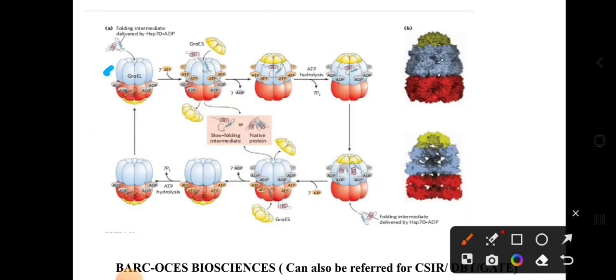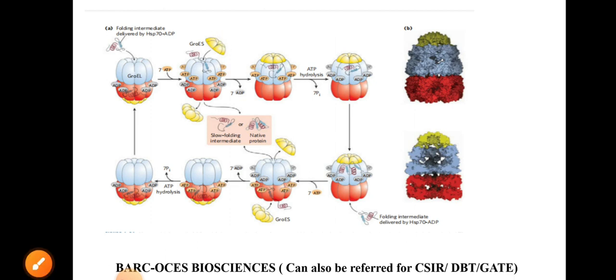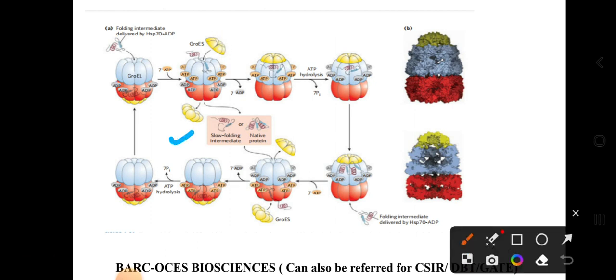So these are two GroEL chambers and its lid is called GroES. What happens is any protein which is a slow folding intermediate or a non-native protein can come and bind to the apical region of GroEL, and then 7 ATPs are attached to it. Slow ATP attachment is there. Once your protein binds to the apical region of the GroEL chamber, GroES binds and the lid closes.